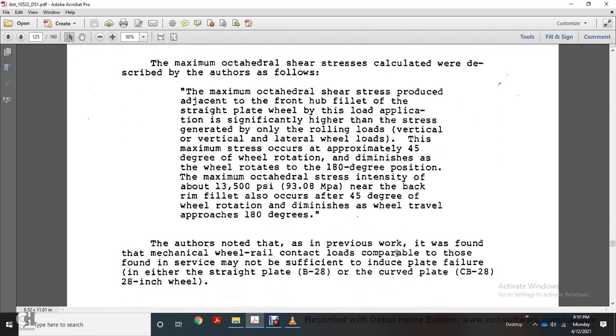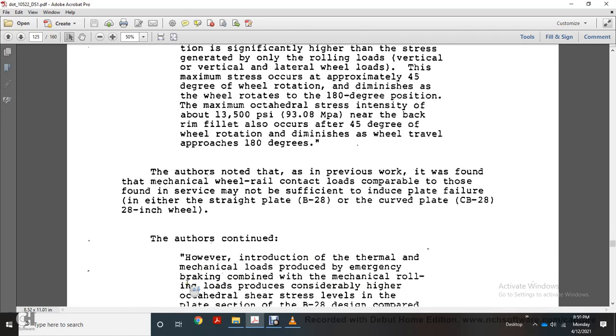The authors noted the previous work had found that mechanical wheel-rail contact loads comparable to flows found on the surface may not be sufficient to induce plate failure in either the straight plate B28 or the curved plate CB28 in the 28-inch wheel.